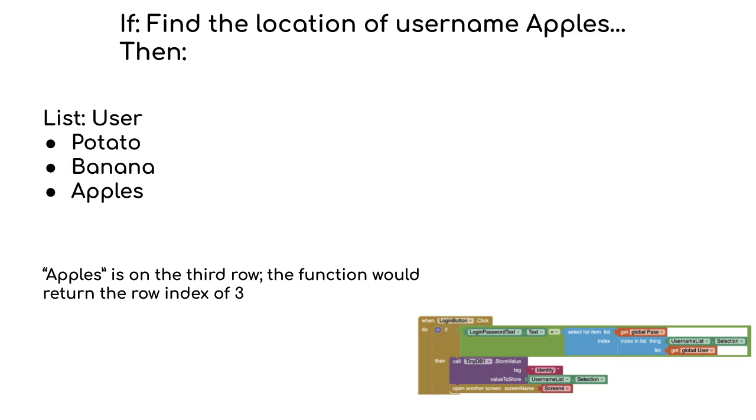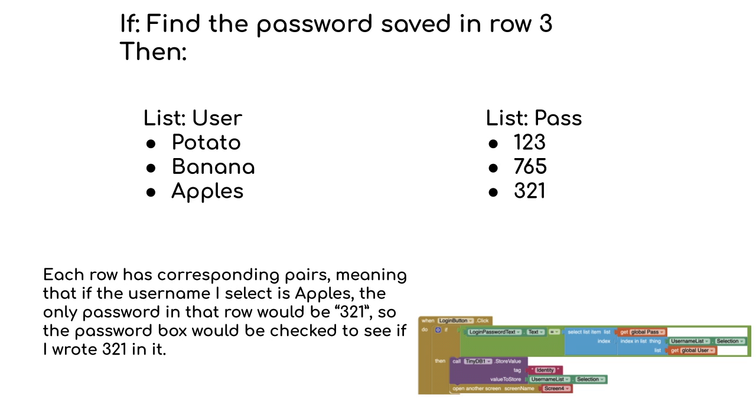So once it finds the exact row your username is in, it then goes on to the password list, in which it then checks what password is stored in the row of the selected username. Since usernames and passwords are stored in the same rows of their respective lists, the password entered should match the row selected of the password list. If it doesn't, it'll simply display an error message.